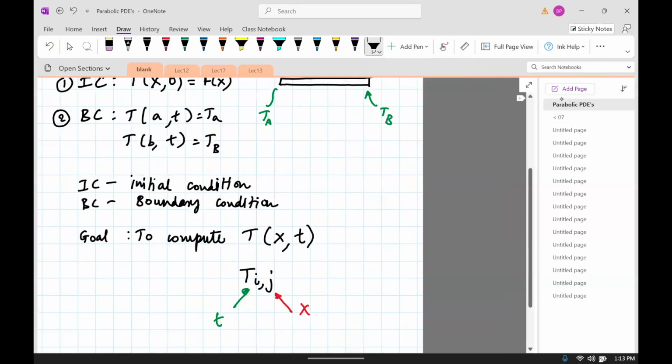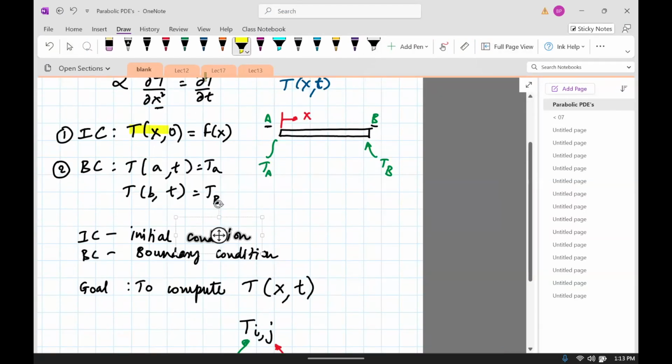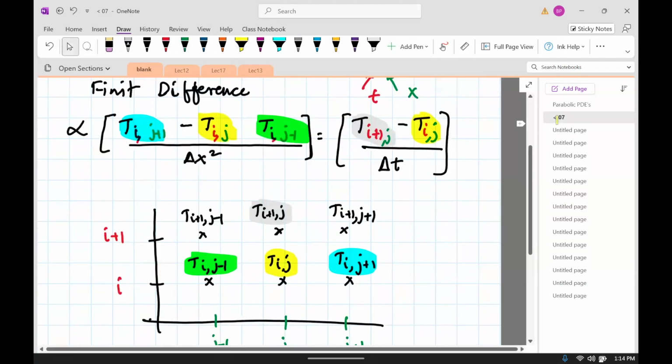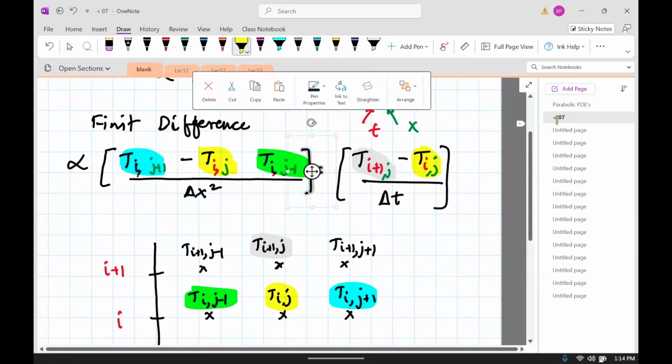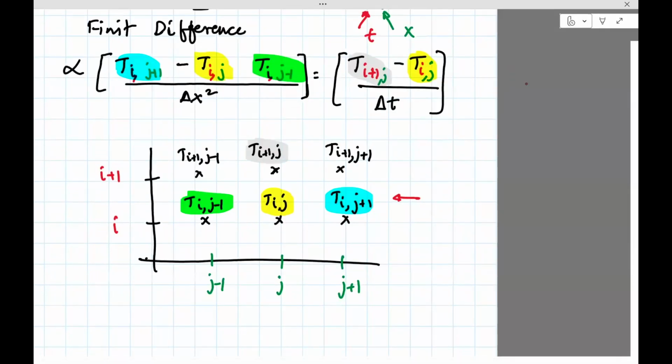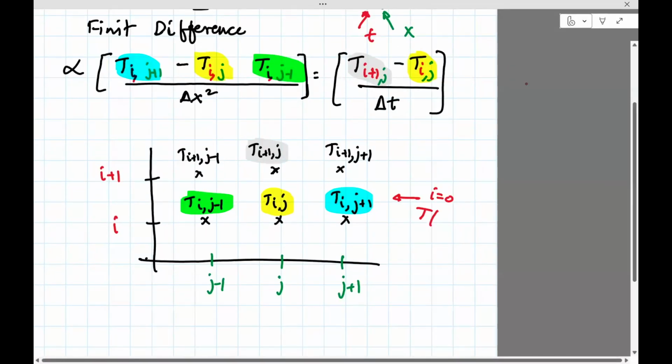When we're solving this, think of it as follows. At time t equals 0, we know what the solution is completely, because f of x is given to you. You sort of know the whole ground truth. And once we know things at time t equals 0, we have to propagate that ahead, so at time t equals delta t, 2 delta t, and so on. We typically know what happens at the lower time index, which is the lower t. So when i equals 0, we have T_0,j, or j plus 1, or whatever you would like, which is basically a function of x.